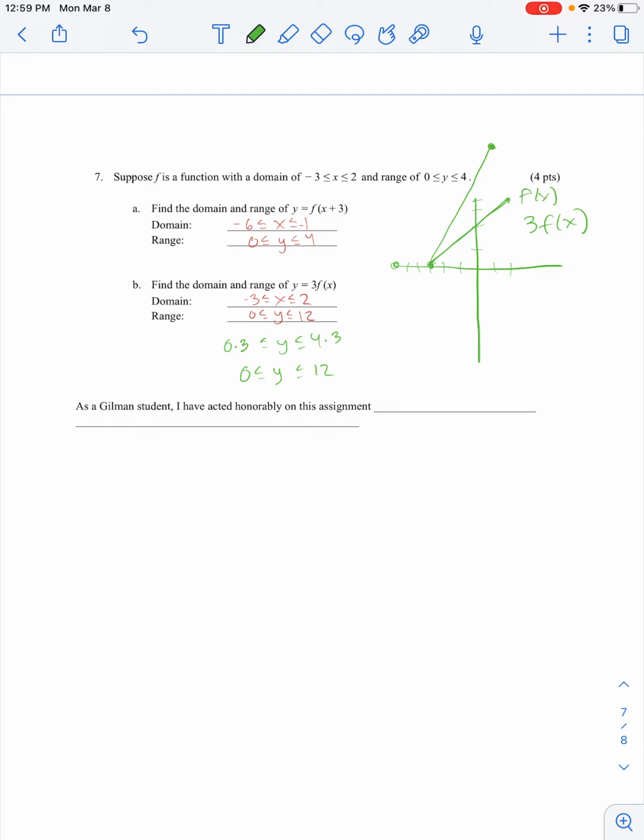However, the domain's not going to change because vertical dilations don't affect the domain. They don't affect the x values, they only affect the y values. So this one was also a little tricky because we hadn't seen something like it before.